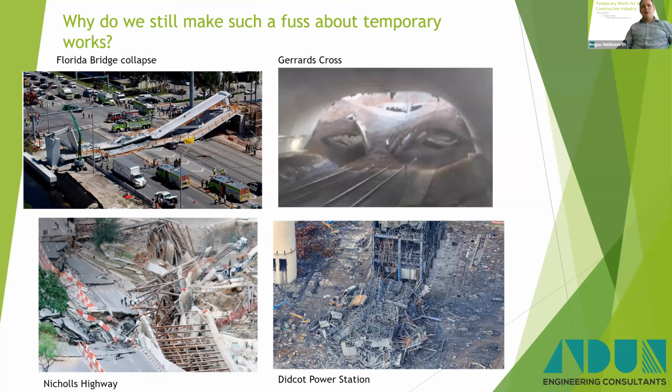And then we've got the most recent collapse here. So this is Didcot Power Station. Again, a structure that was being pre-weakened prior to blowdown when it collapsed. 4 people were killed in that one, and it was a real eye-opener for the industry again, I think. So we've got all these procedures in place, but things are still going wrong. That's why it's important to keep up the pressure with temporary works and making sure things are done properly.